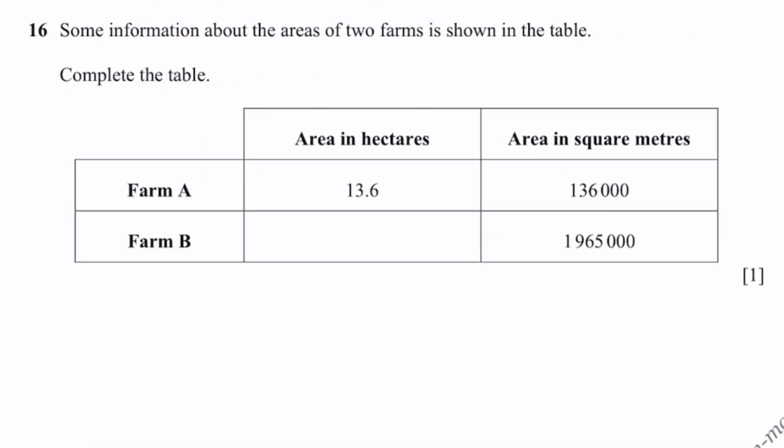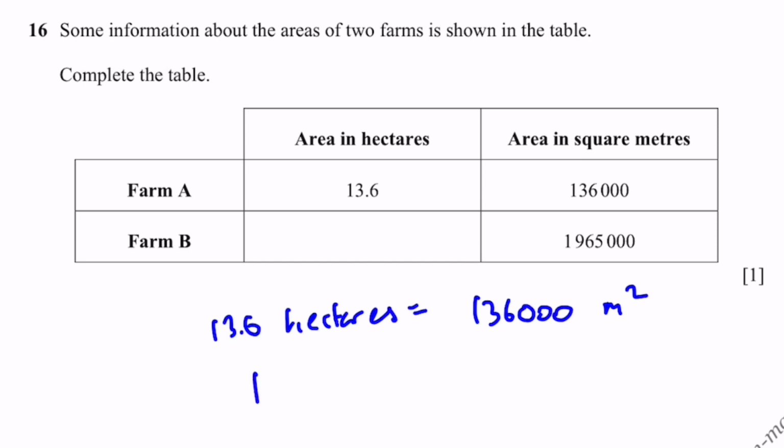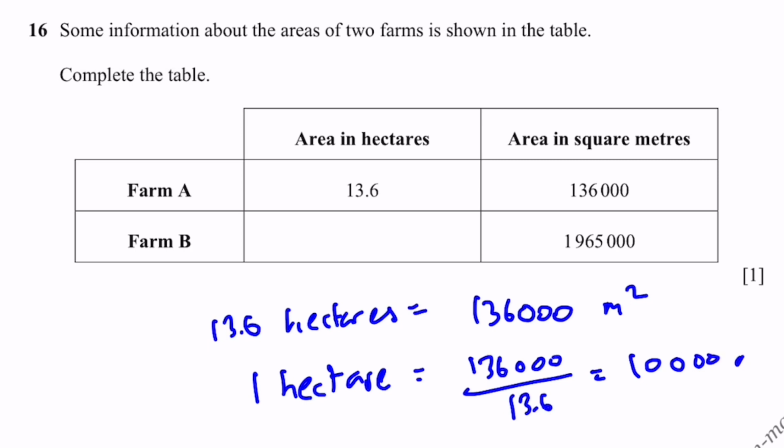Question 16. Some information about the area of 2 farms is shown in the table. Complete the table. So farm A, area in hectares is 13.6, area in square meters is 136,000. What's the relationship between the hectares and square meters? If 13.6 hectares is equal to 136,000 square meters, that means how much is 1 hectare? That's equal to 136,000 by 13.6. In reality, that's 10,000 meters squared.